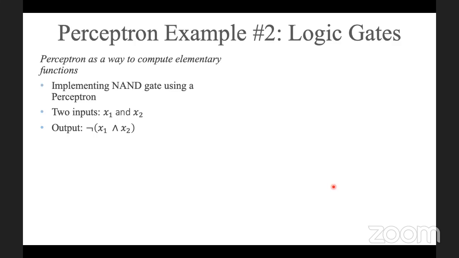You can also use a perceptron to implement logic gates. The NAND gate is called the universal gate, so all the other kinds of gates can be built from it. So what's a NAND gate? It takes two inputs, X1 and X2, and outputs the negation of X1 and X2. We can assume X1 and X2 are Boolean variables, 0 or 1. Can anyone tell me a perceptron for this?